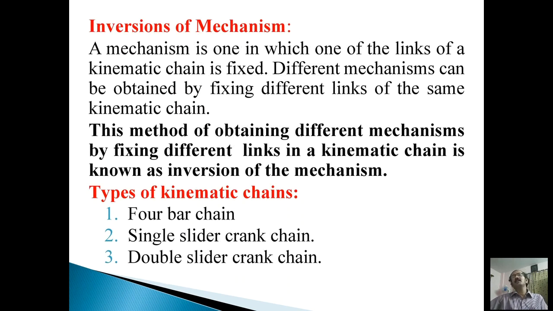So what is inversion of mechanism? A mechanism is one in which one of the links of a kinematic chain is fixed. Different mechanisms can be obtained by fixing different links of the same kinematic chain. This method of obtaining different mechanisms by fixing different links in a kinematic chain is known as inversion of mechanism. So there are 3 types of kinematic chain: number 1, 4-bar chain; number 2, single slider crank chain; and number 3, double slider crank chain.